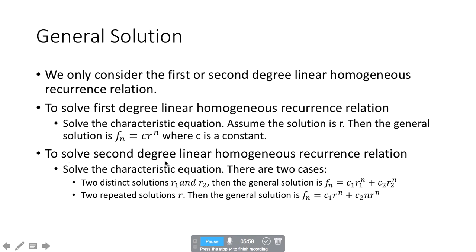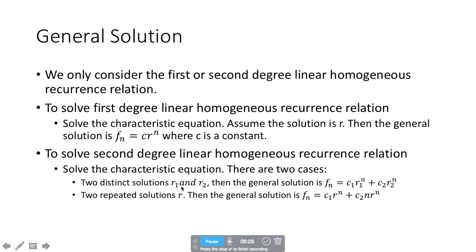To solve a second degree linear homogeneous recurrence relation, again, we first solve the corresponding characteristic equation. Now, since this time the characteristic equation is a quadratic equation, there are two cases. Either there are two distinct solutions, R1 and R2. Notice they're distinct, but they don't have to be real.